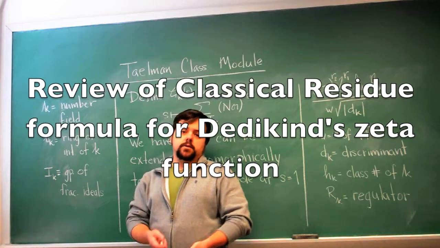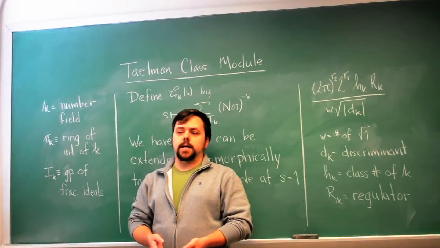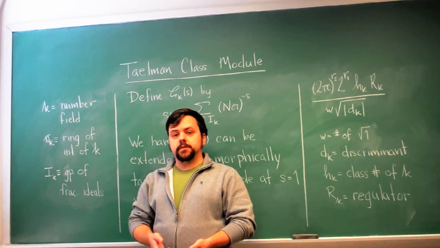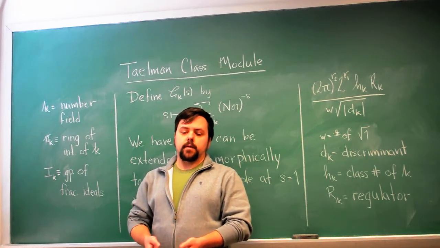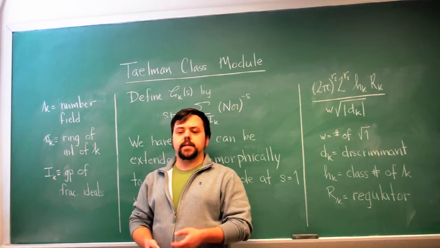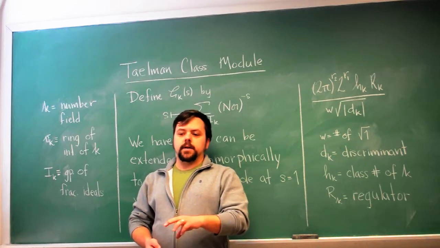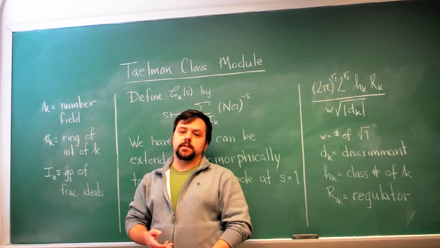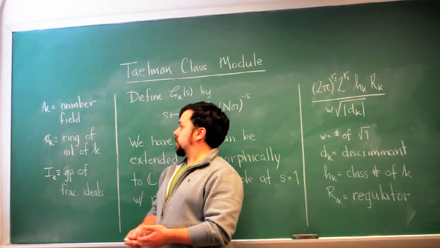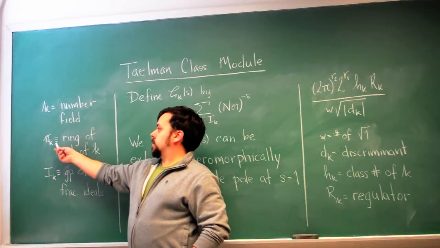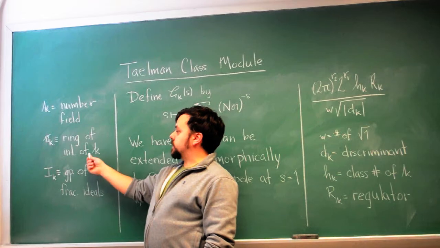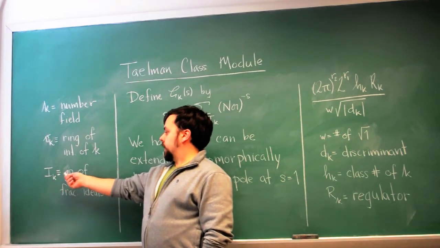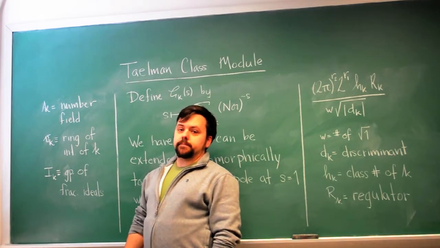Okay, so let's review some of the classical theorems about class groups, and in particular their relation to zeta functions and L-functions and things of the sort. So to start out with, let little k be a number field. We're going to let O_k be the integer ring of little k, and I_k be the group of fractional ideals of k.